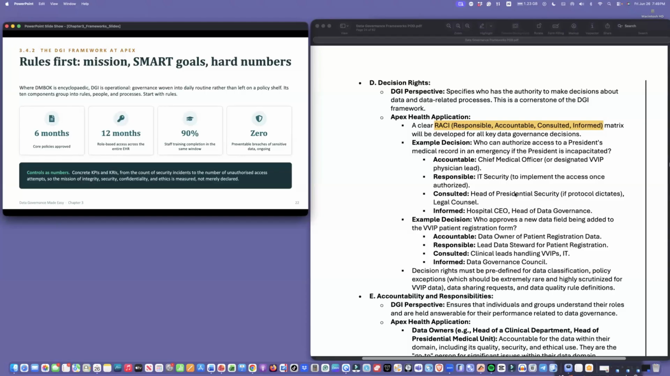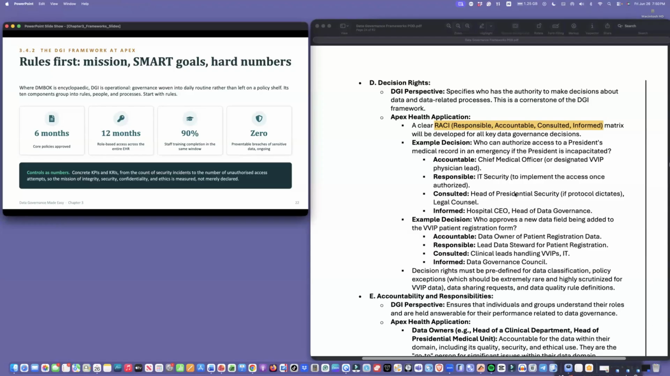Now, another example: who approves a new data field to be added to the VVIP patient registration form? Now we want to add Ghana card to it. Maybe Ghana card was not part of the information we capture, and now we want to add it. So who is accountable? The data owner of the patient registration data. Who is responsible? The lead data steward for patient. He's the one going to do the work.